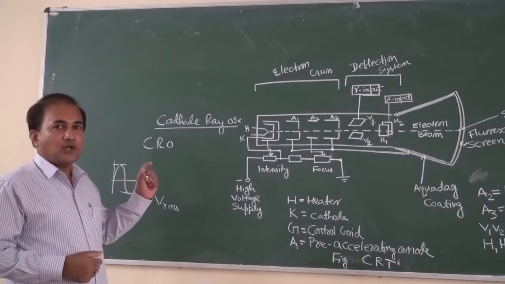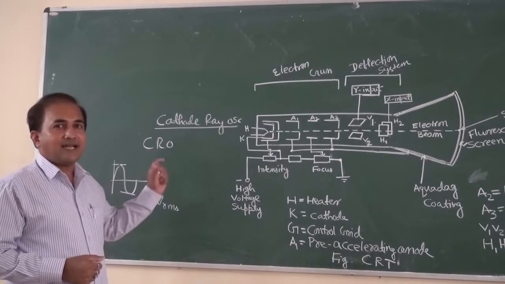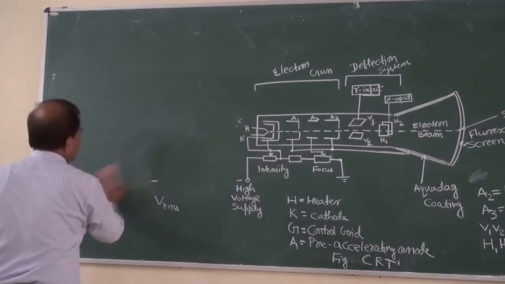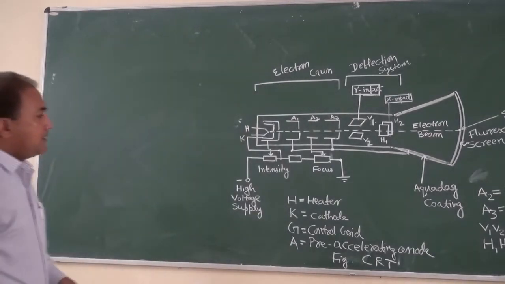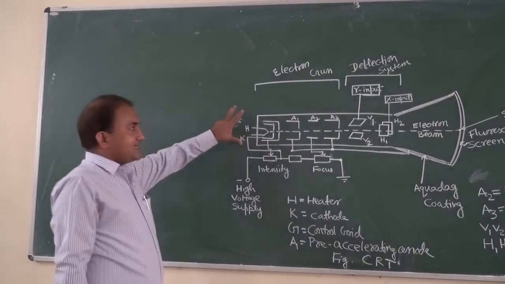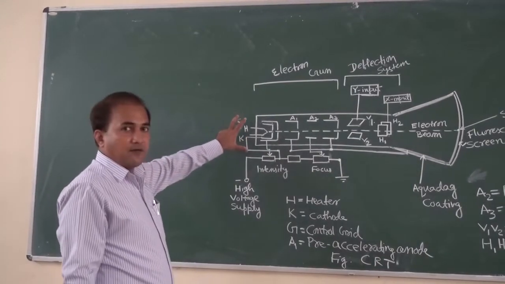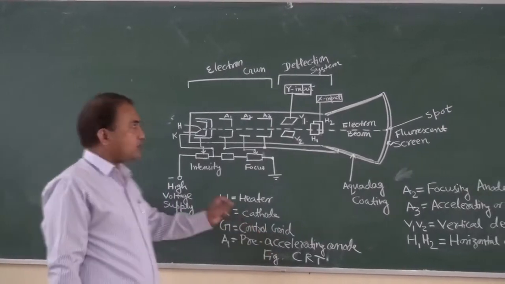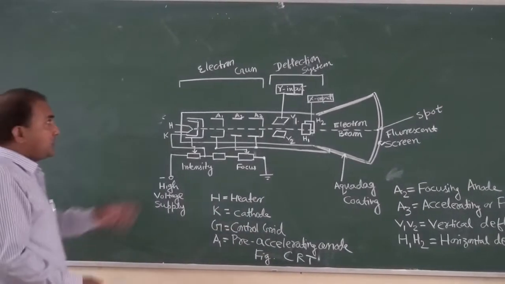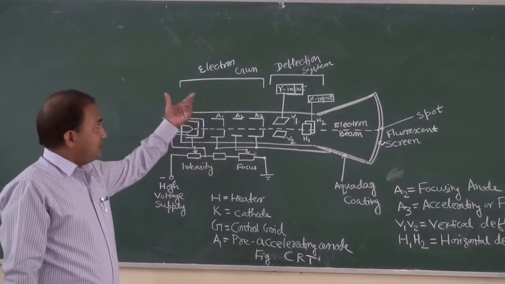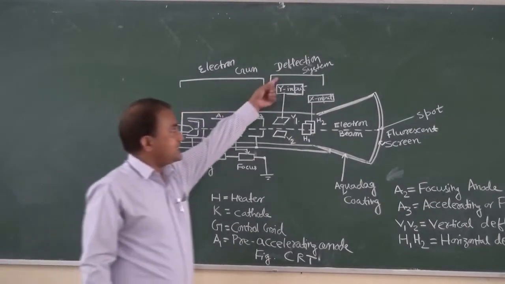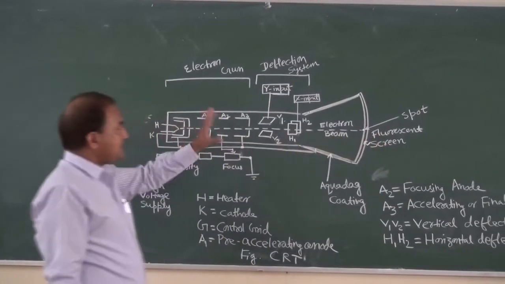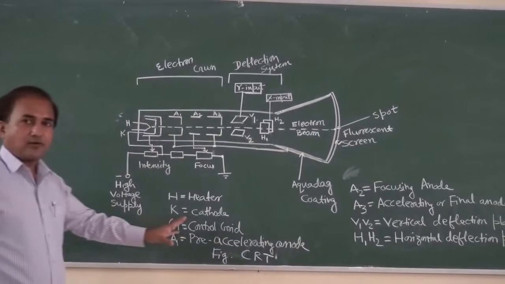The cathode ray tube is the heart of CRO. You can see this is the diagram of a cathode ray tube, also known as CRT. The cathode ray tube consists of an electron gun, deflection system and the fluorescent screen.